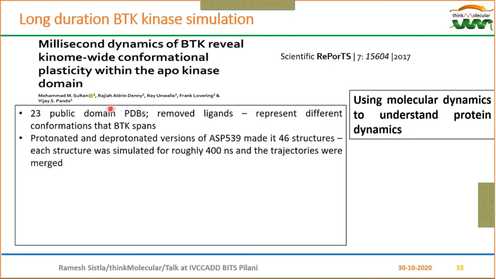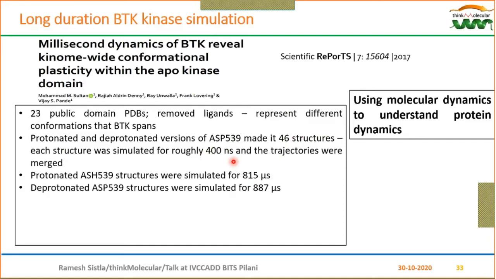And then they took these 23 kinase structures, which are different conformations, and protonated and deprotonated the aspartic acid of the DFG, and made it into 46 structures and simulated each of these 46 structures for about 400 nanoseconds. Because each of them was a different starting structure, they could merge trajectories, because finally they are only trying to see what types of conformations this compound is adopting, right? So they had a number of different starting conformations.